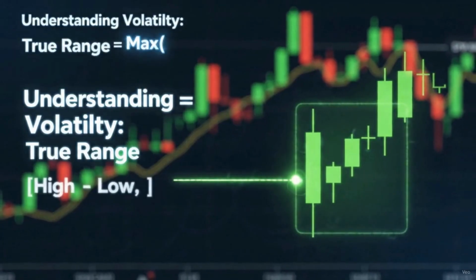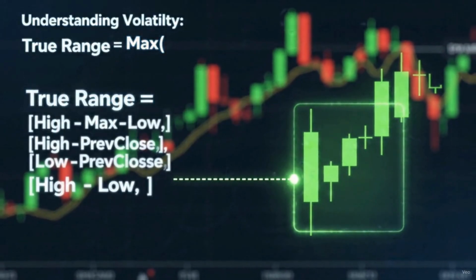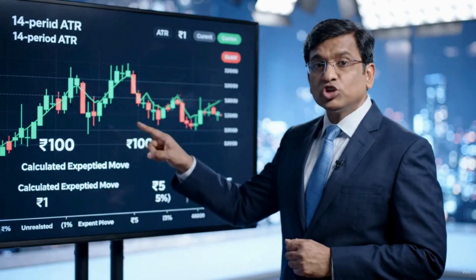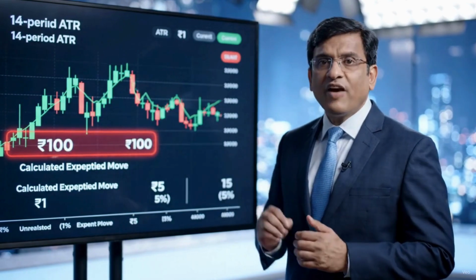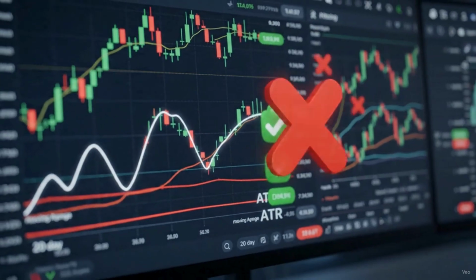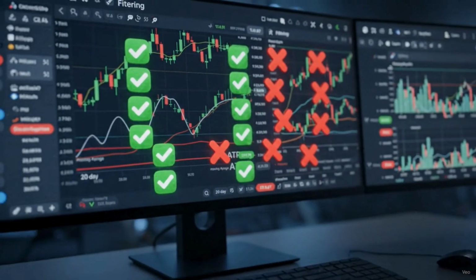ATR doesn't predict direction. It measures pure volatility by tracking the average trading range over a set period. If a stock trades at 100 rupees with an ATR of 1 rupee, expecting a 5 rupee move today is statistically unrealistic. Rule number 1. Filter out any chart where current ATR is contracting below its 20-day moving average.